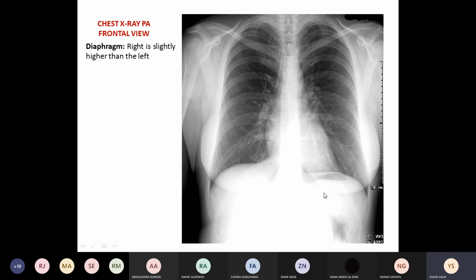Again, to fix your knowledge on the chest X-ray, this is a chest X-ray, plain X-ray, or plain radiograph. Notice that both sides are equally translucent. There is no one side more black than the other. These lines are all blood vessels, normally seen.